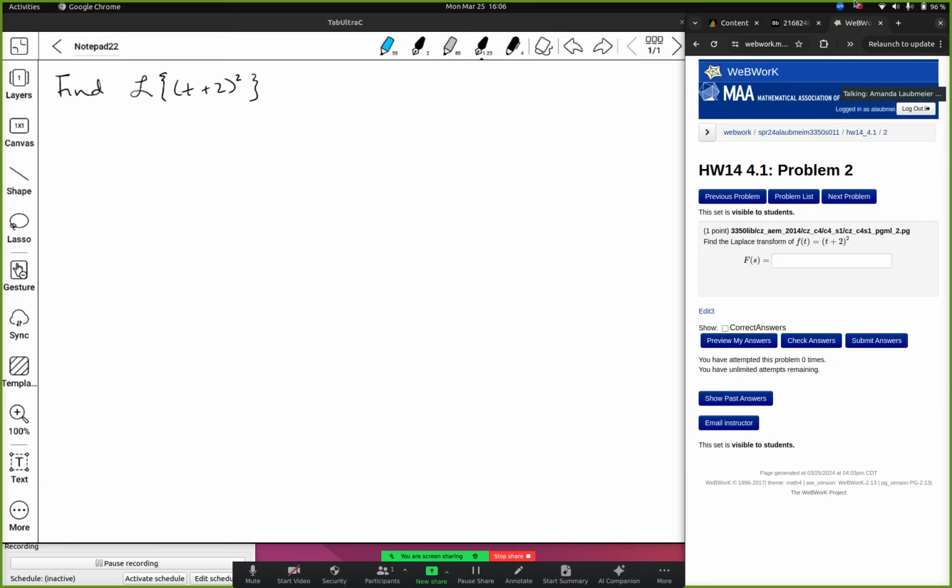So in this case, what we've got is that L of (t plus 2) squared is going to be the same as L of t squared plus 4t plus 4, since (t plus 2) squared is just going to be, we can find it with like FOIL, t squared plus 2t plus 2t plus 4. So that's how I got that first line right there.